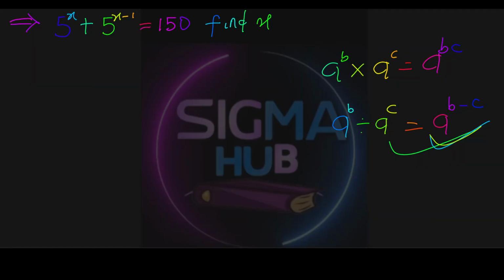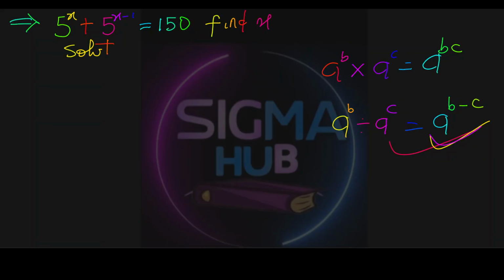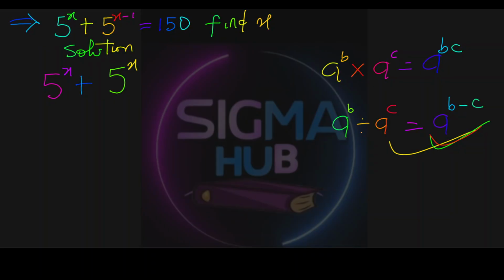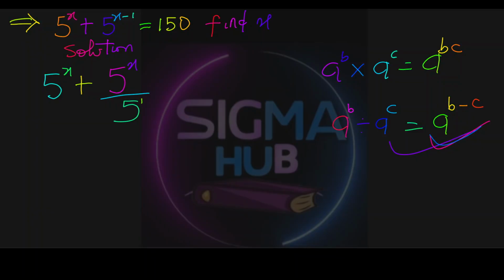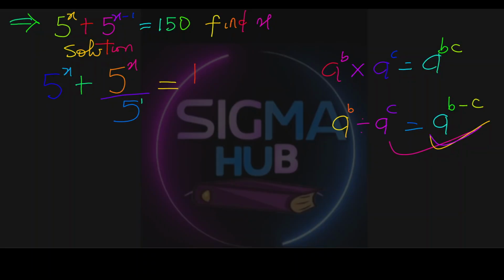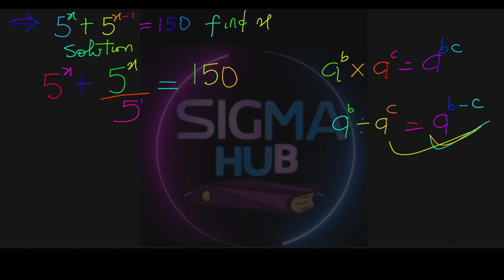So we are going to be taking it back. Since we have this, we are going to be splitting. So, solution. We have 5 raised to the power of x plus, and I'm going to split this into 5 raised to the power of x divided by 5 raised to the power of 1. Don't forget, this is what helps us get 5 raised to the power of x minus 1. So we have 5 raised to the power of x divided by 5 raised to the power of 1, and it's going to give us 150.